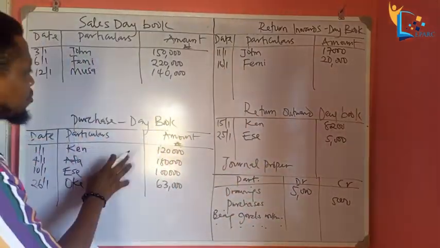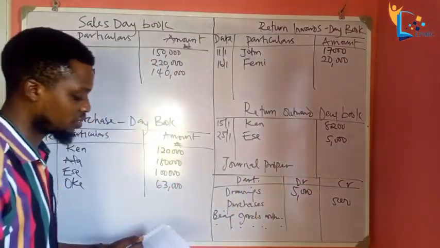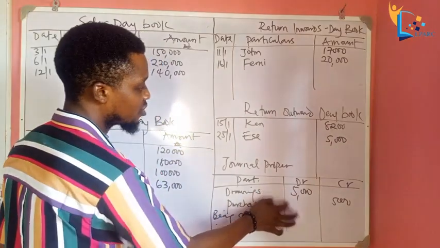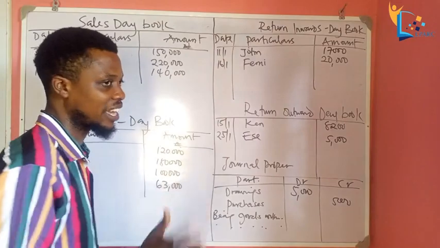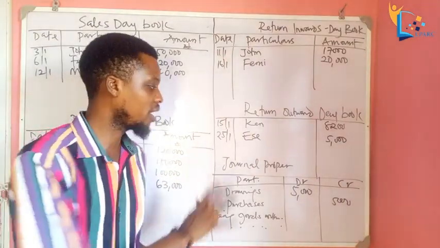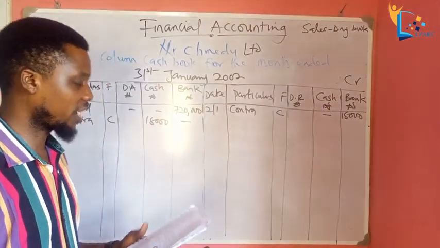So we have the sales day book, the purchase day book, return inwards, return outwards, and the journal proper. This is the only transaction that can come under this book. It cannot be accommodated anywhere else except the journal. All right, so let's continue with the cash book.